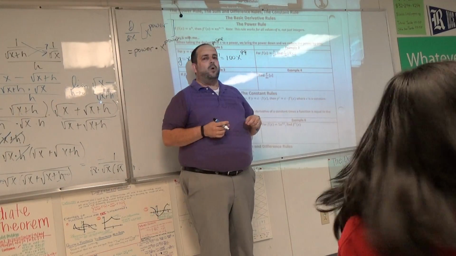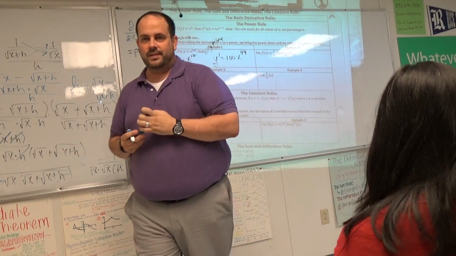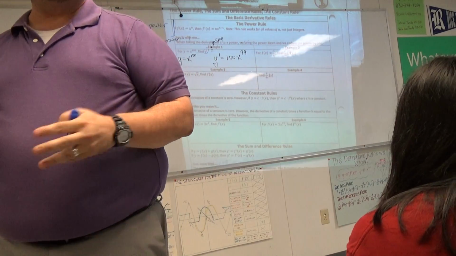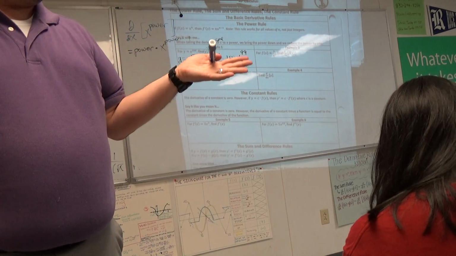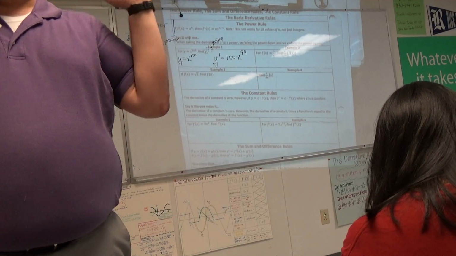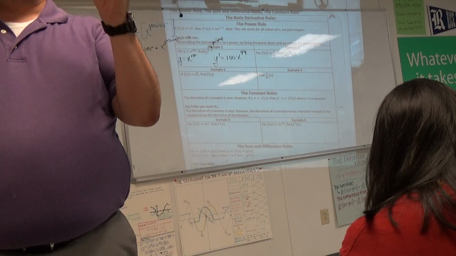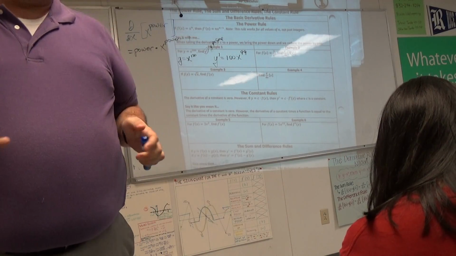Okay. f of x equals 1 over x squared. I want you to go find the derivative. Some of us already tried it in the do first. The power rule works for x to a power.